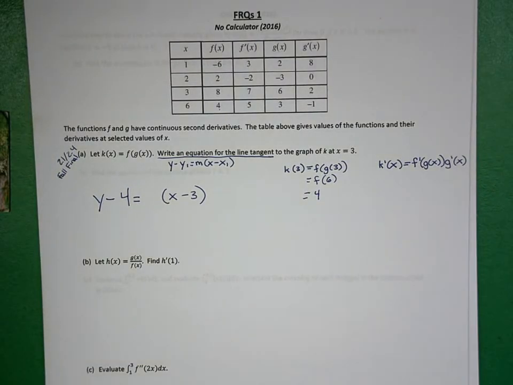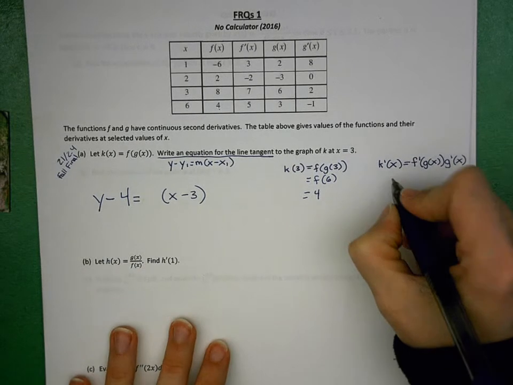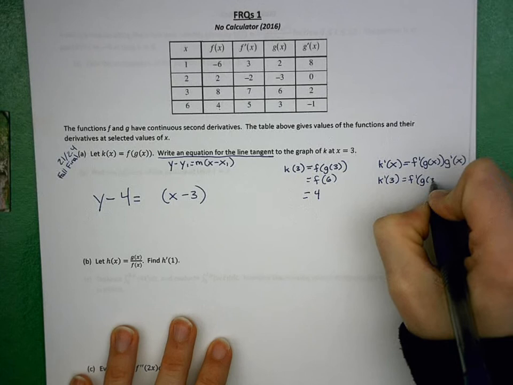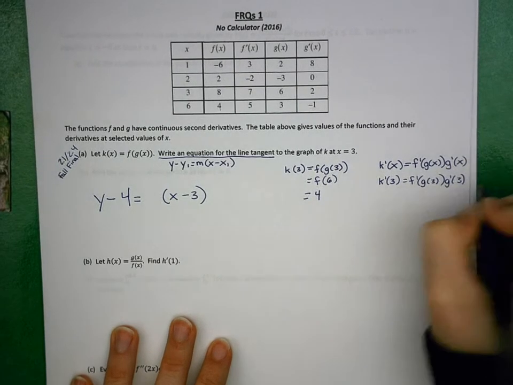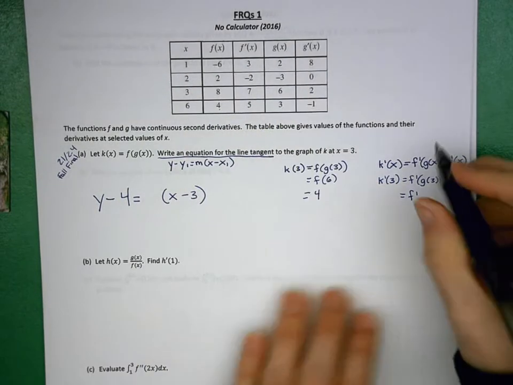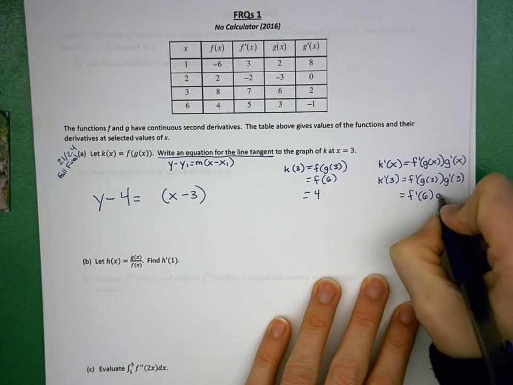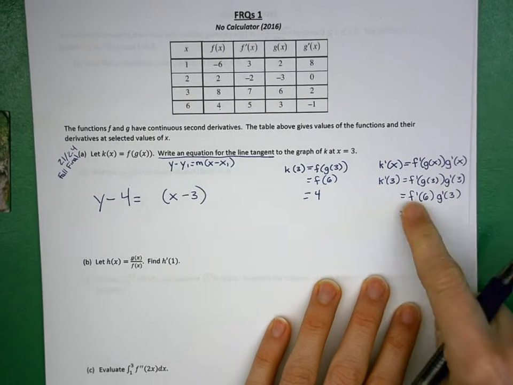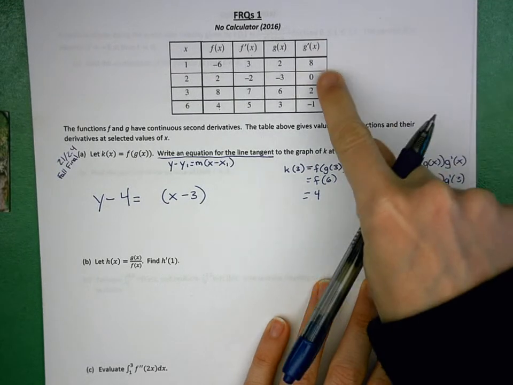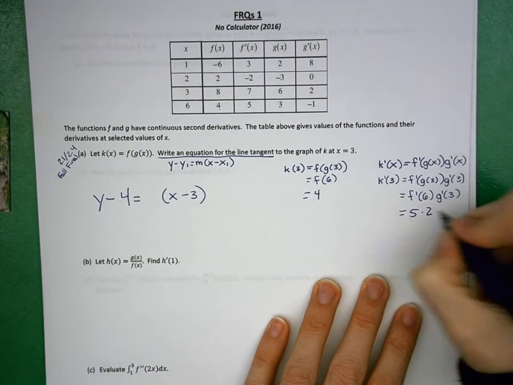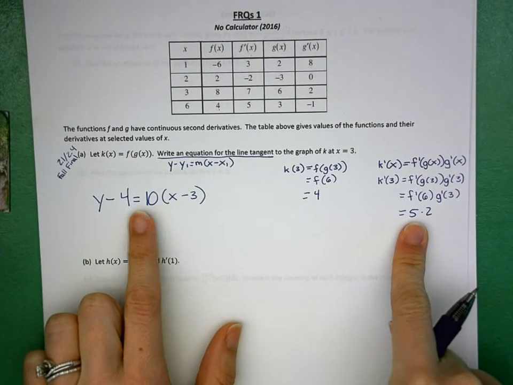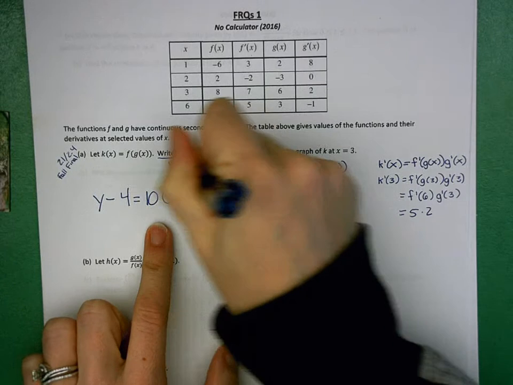And then plugging in your 3, so k prime of 3 is f prime of g of 3, g prime of 3. G of 3 here, in this particular case, is 6, g prime of 3. And then f prime of 6, so f prime of 6 is 5 times g prime of 3, which is 2, gives me a slope of 10. Which you also could write, technically speaking, as 5 times 2. Because remember, you don't have to simplify anything on an AP free response.